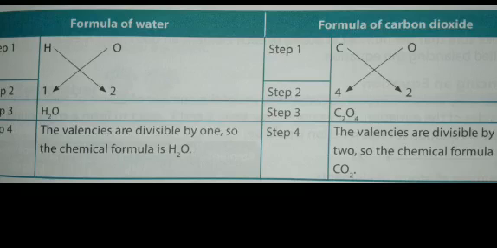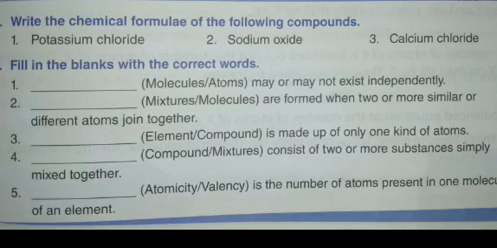In the third step, we exchange the valencies and it becomes C2O4. The fourth step, the valencies are divisible by 2. So the chemical formula now becomes CO2. Now let us remember the chemical formula of the following compounds.